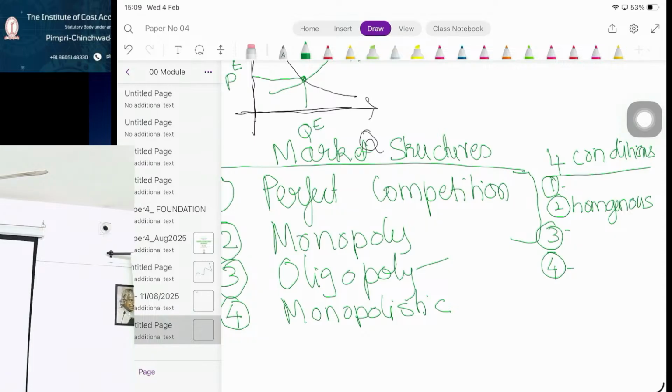What are the other three conditions? Homogeneous product, that's right. Free entry and free exit. Correct. Free entry, free exit is also one more condition.